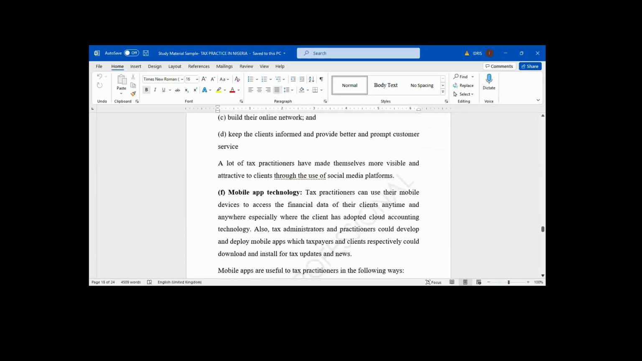The last technology disrupting the tax industry is called mobile app technology. What is mobile app technology? This mobile app technology, they are the tax apps introduced by FIRS. E-tax introduced by LIRS. This helps clients to access their data at any time. This helps clients to save their information on cloud.